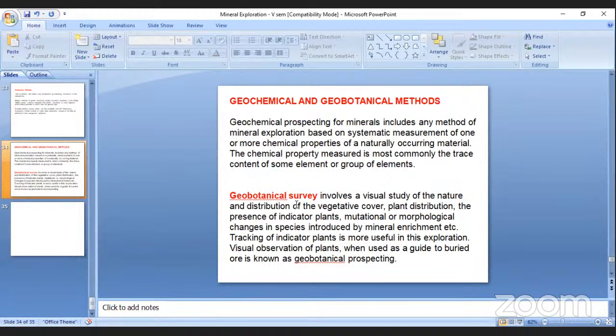And again, we need to study more chemical properties of whatever naturally occurring materials are available. These chemical properties are measured in most common trace content, and again in groups of elements also.